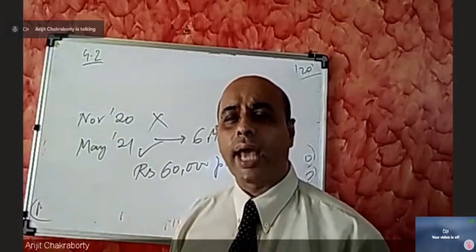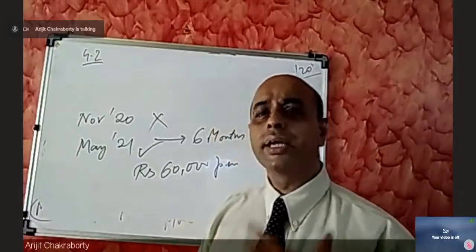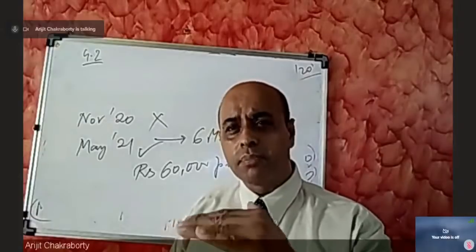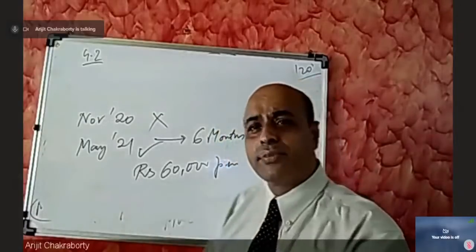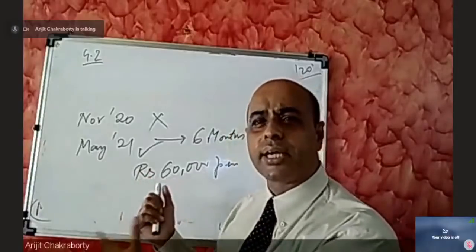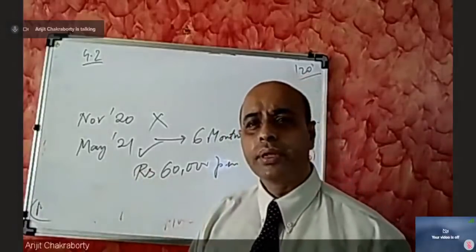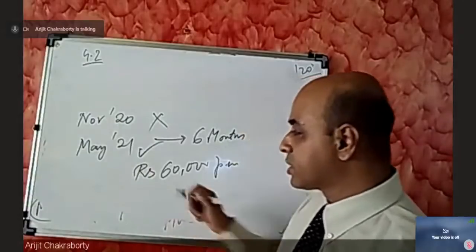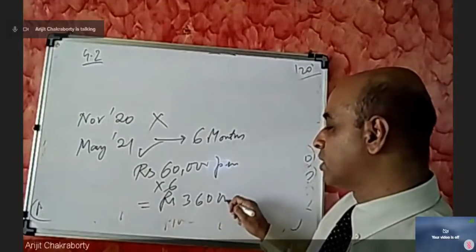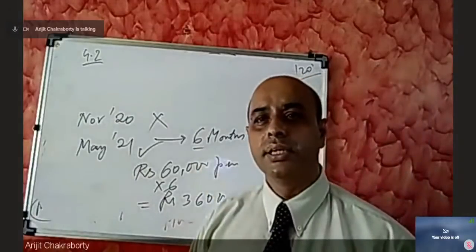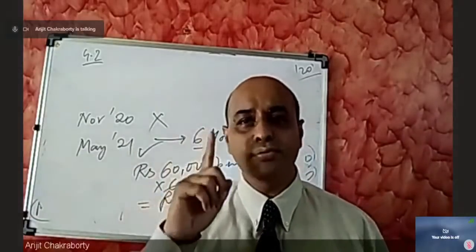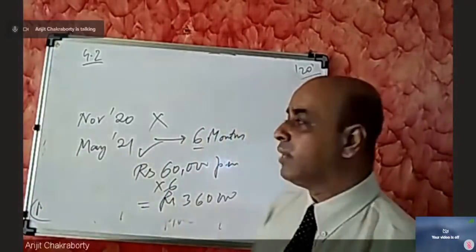ICAI has a very good campus placement system. So I can get a job, and just as an assumption, if I get an average salary of say 70,000, or let's take a conservative view, 60,000, I shall be earning 60,000 into 6, that is rupees 3,60,000, in a matter of 6 months. So there's a difference between passing in May and November. This is the first concept of the time value of money.